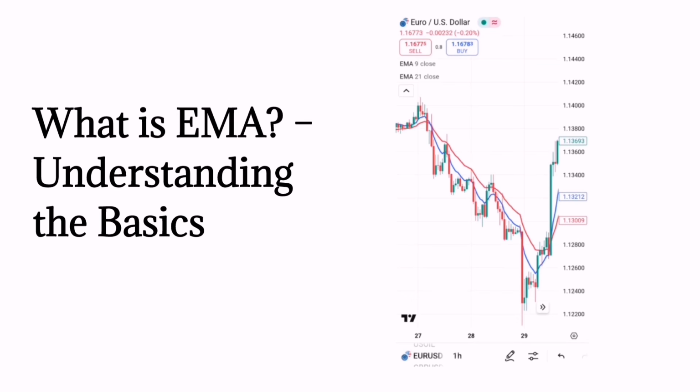There are different types of EMAs, like 9 EMA: fast-moving, reacts quickly. 21 EMA: slower, smooths out short-term fluctuations. 50 EMA: mid-range, ideal for swing trading. 200 EMA: long-term trend direction. But in this video, we'll focus on a simple combo, 9 EMA and 21 EMA, perfect for beginners.